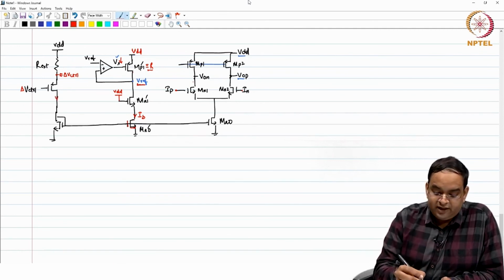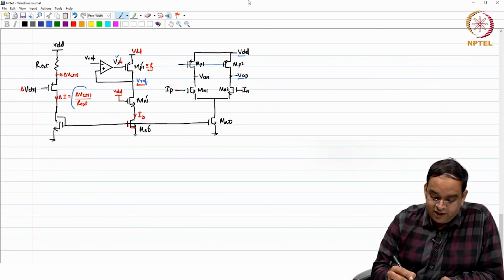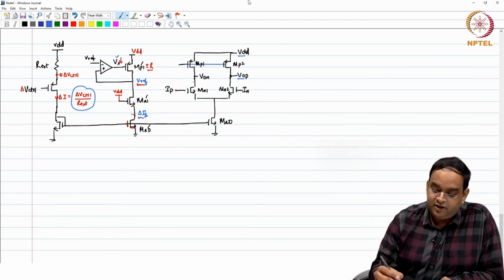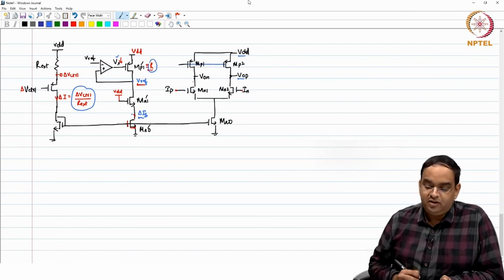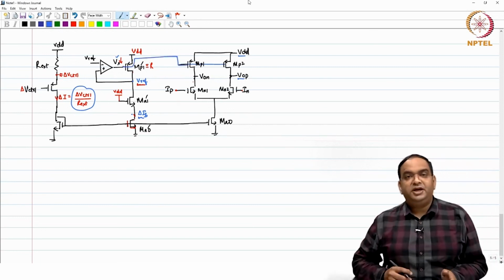With respect to that, the change in the current delta I is going to be delta V control divided by R external, and this changed current value gets replicated in the changed bias current here, delta IB, and for the changed bias current you have a change in the resistance value and you change the output frequency. So, this connection still remains the same.